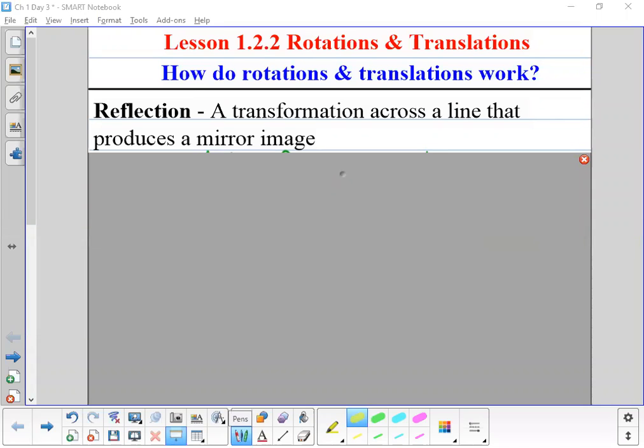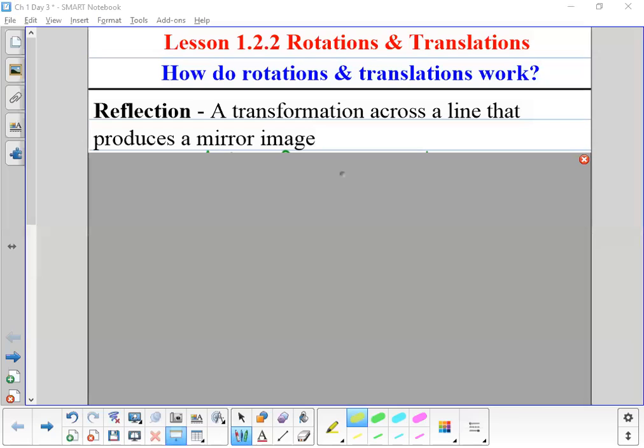So first of all, we've got reflection. That is what we learned about yesterday. So a reflection is a transformation across a line that produces a mirror image. So when I am doing a reflection, I am taking every point in my pre-image and I am reflecting it across a line. So that's what we learned about on Tuesday, was reflections.